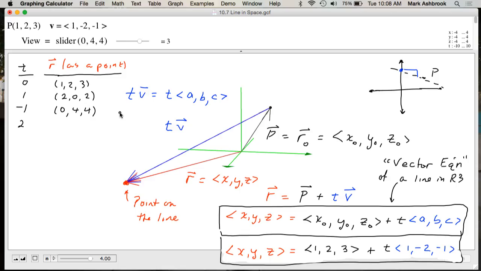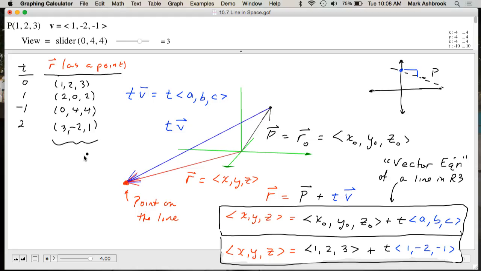How does the equation generate points? By putting in a value of t, you scale the direction vector a certain amount, and you add your original to the scaled, and then you get a new point on the line. T is 2, you get 3, -2, 1. So these are all points on the line.